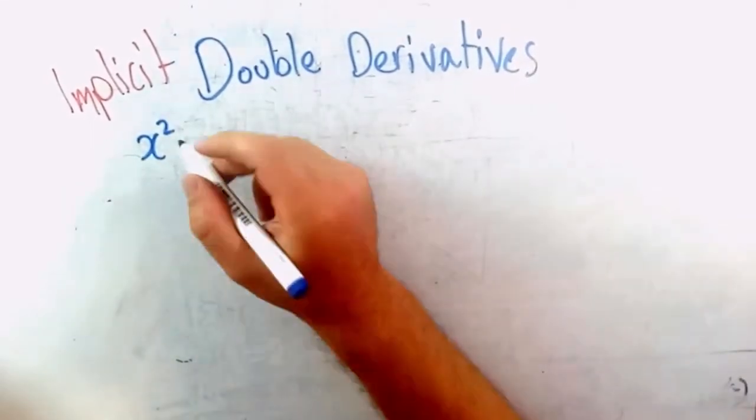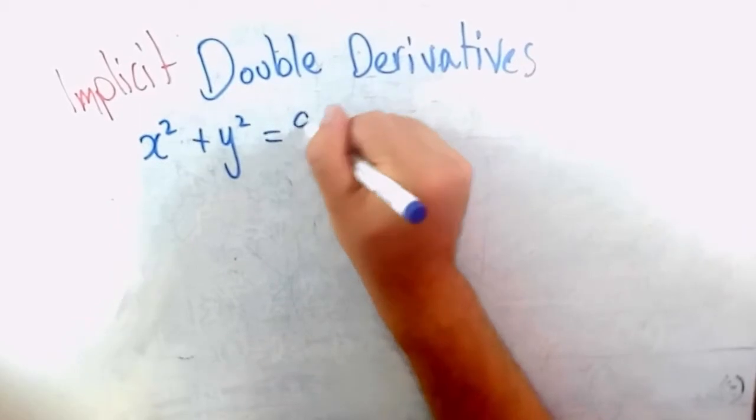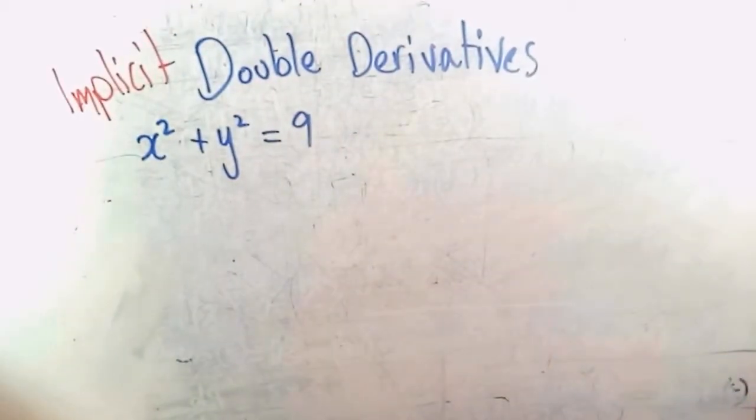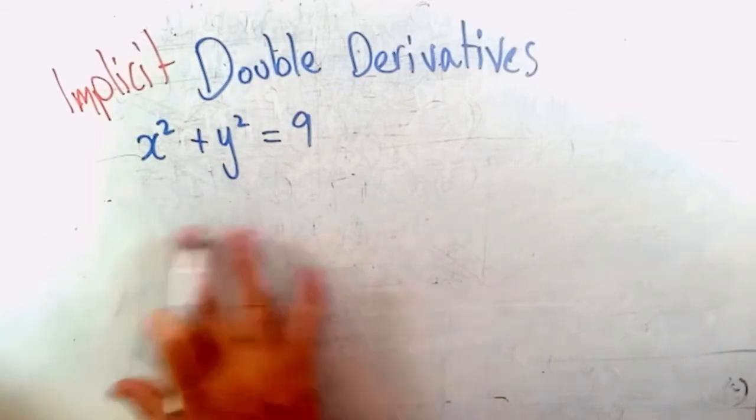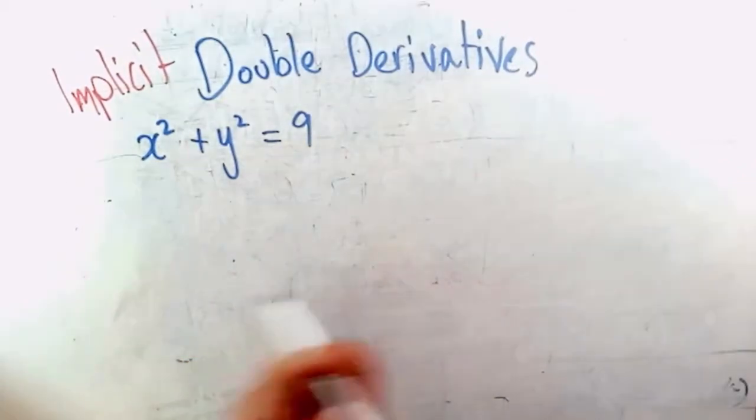Let's go x squared plus y squared equals 9. Okay, let's see what we get here. Look, we're not going to get dy squared dx squared, but let's just show you what we get. What we get here is an equation that involves a double derivative.